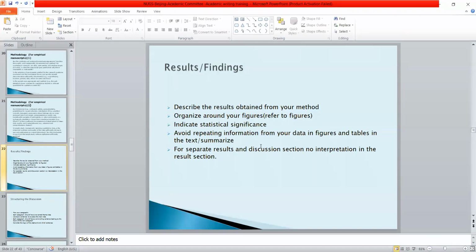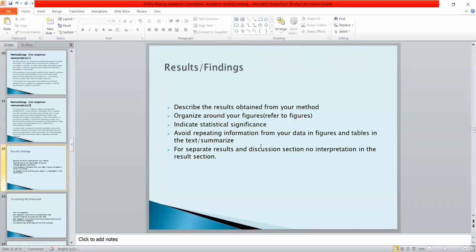Then avoid repeating information from your data. It is one of the things that we always like avoiding. Something is on the table and you come to the data and you come to the narration and you are repeating the same thing. It is not advisable.